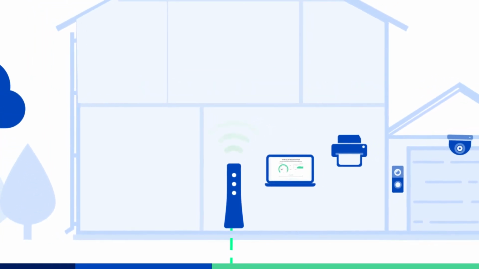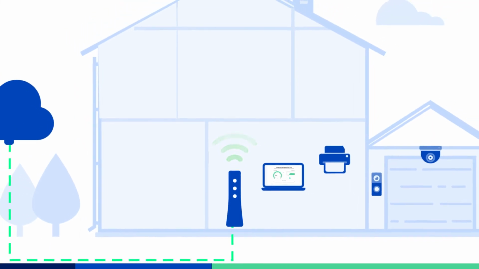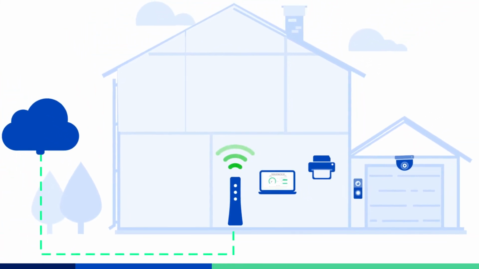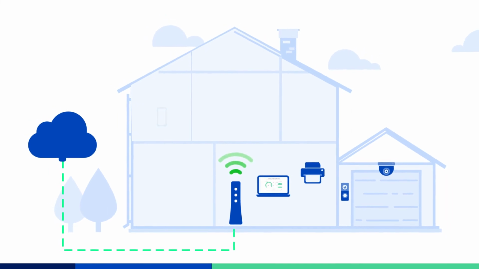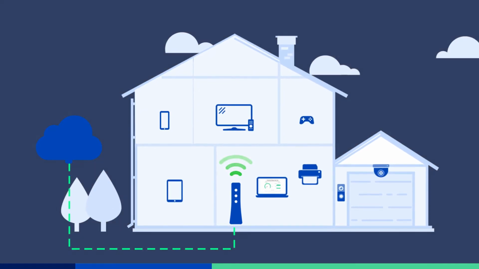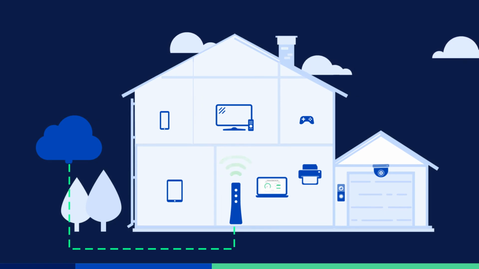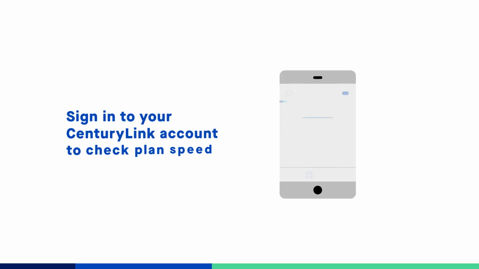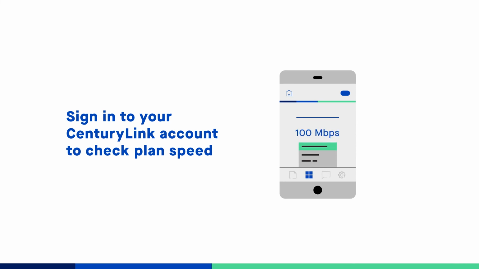While the speed listed on your internet plan is your maximum available speed delivered from the network to your modem, factors such as household size, number of devices connected to Wi-Fi, online activities occurring during the test, and even the time of day can impact your internet speed. The easiest way to check your purchase plan speed is to sign into your CenturyLink account online or in the app.